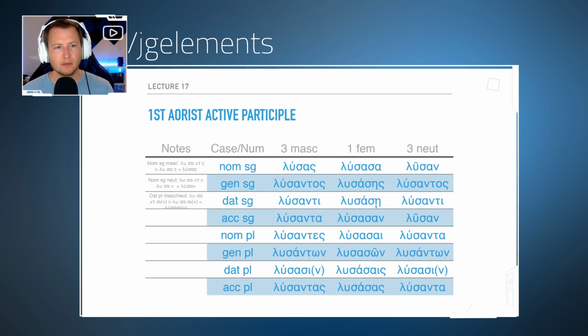So let's see it in action here. This is a first aorist active participle. You have, this is luo, right? I destroy. So in the masculine, it follows the third masculine declension. Okay? Lusas, lusantos, lusanti, lusanta, lusantes, lusanton, lusasin, lusantas. Note that the nominative singular masculine is formed where you have lu as the present tense stem, but it's actually in this case the aorist tense stem.